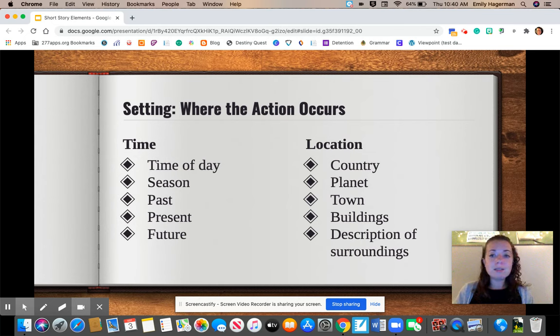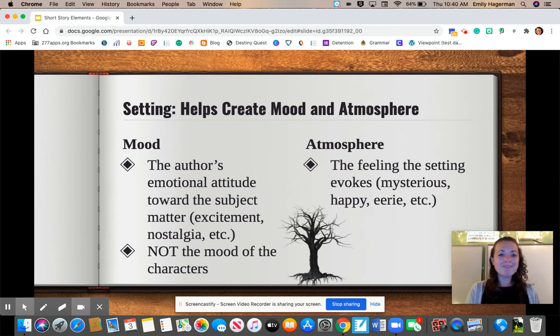So find the details in the story that tell you something about the setting. Same with location. Do we know the country, the planet, the town, buildings, or even just a general description of the surroundings? Are we outside? Are we inside? Are we underground? So as specific as you can get there.